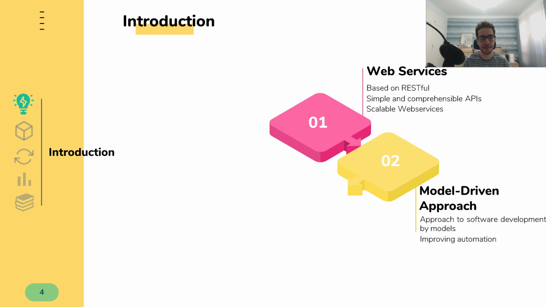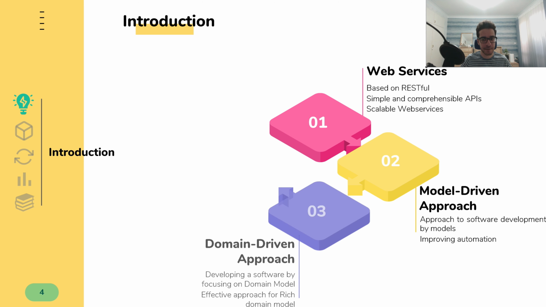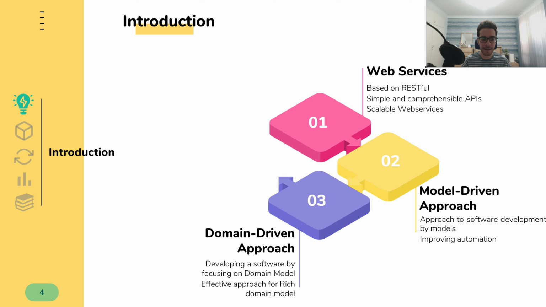The model-driven approach generates web services by models. It starts from abstraction models to generate code. It could improve automation. When we went further, we found out a rich domain model is necessary for web services, but existing methods didn't cover that. The domain-driven approach can be an effective approach for providing a rich domain model.